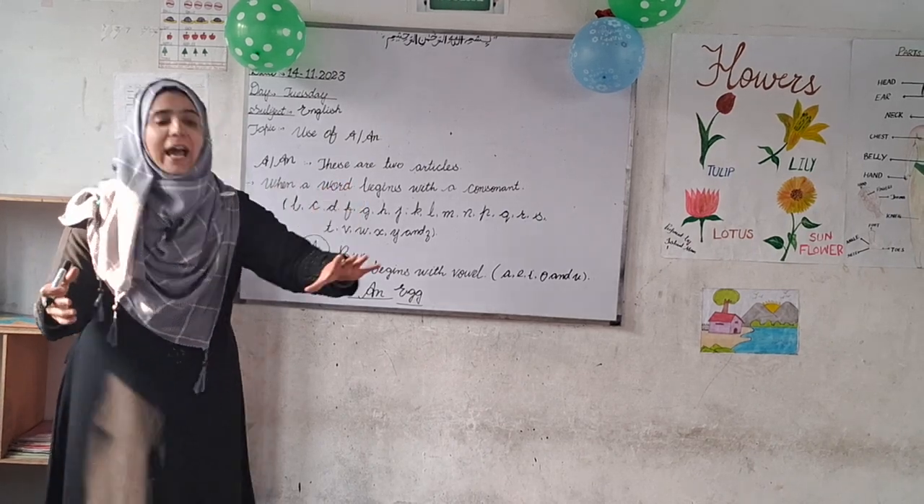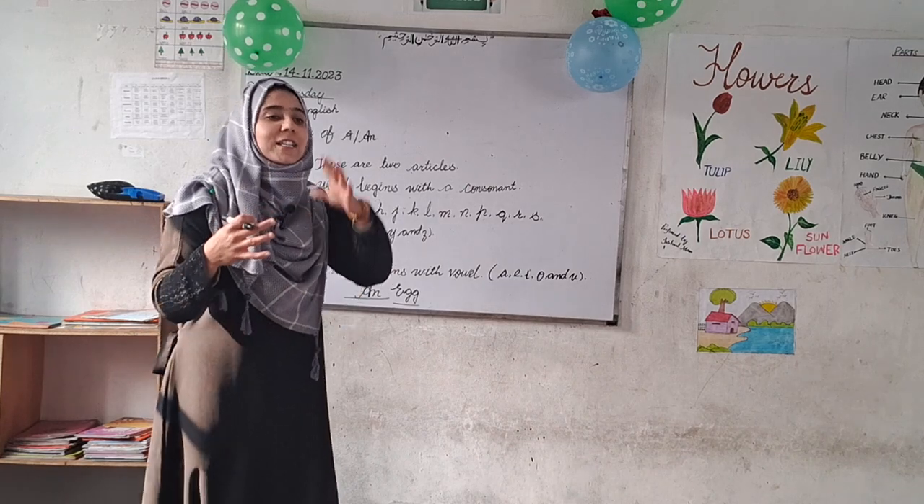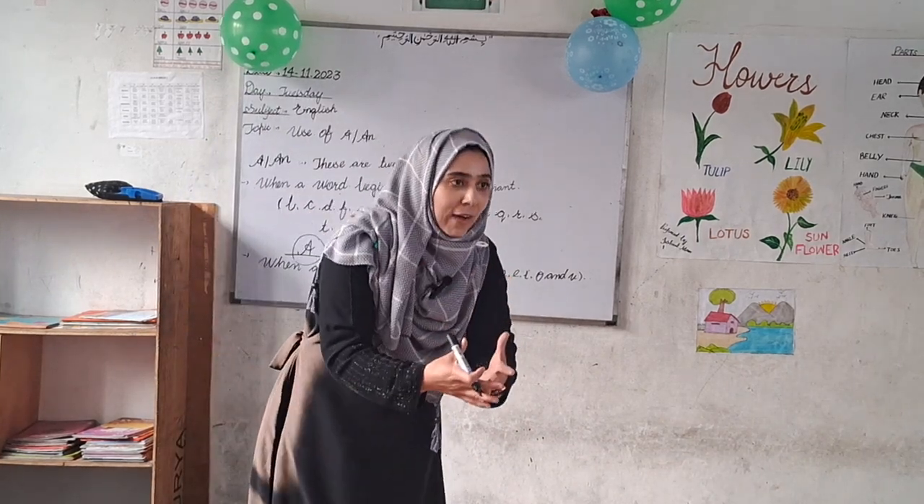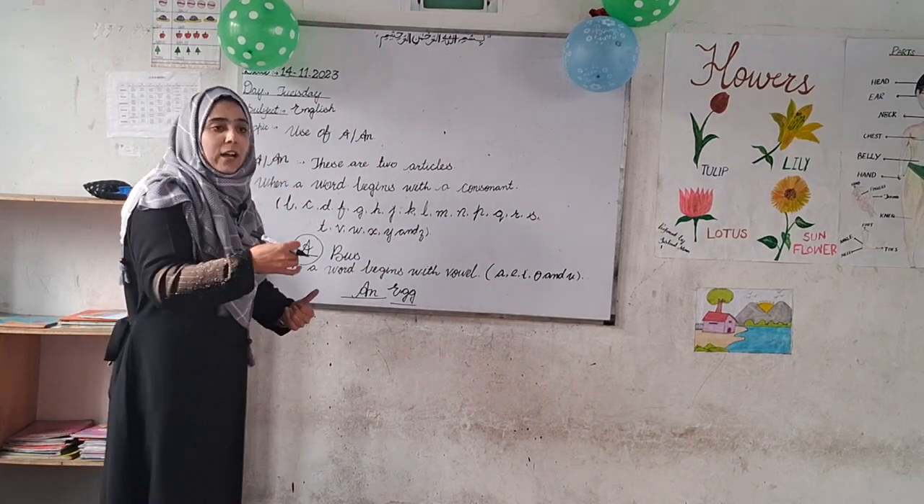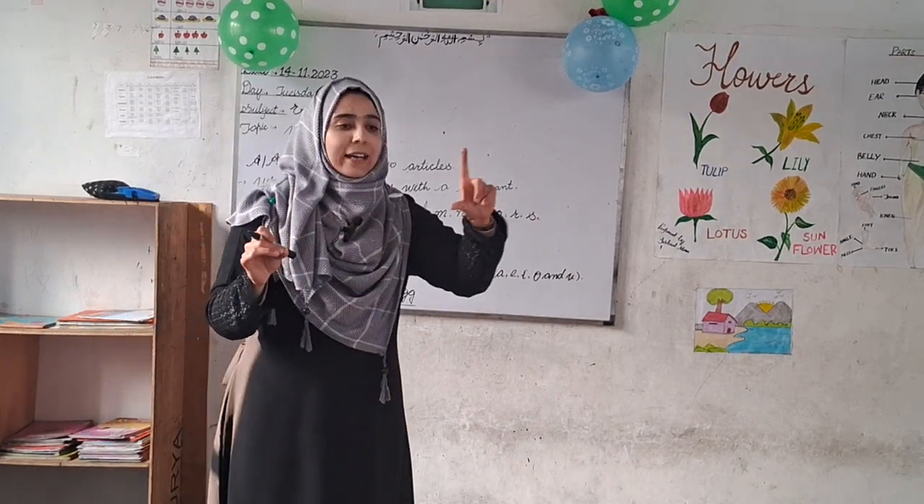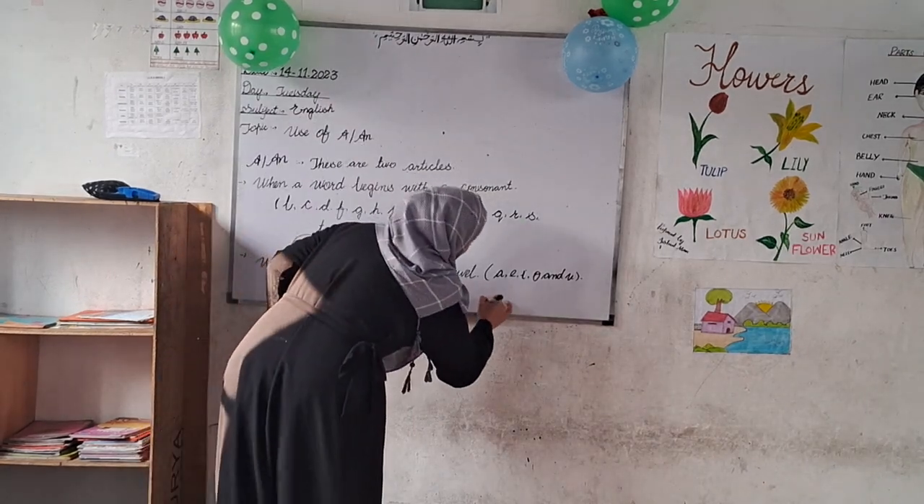And you all know that when a word begins with a vowel, जब भी कोई अल्फाज स्टार्ट होता है किसी vowel से, at that time we always use article an before it. हम उससे पहले हमेशा article an का इस्तेमाल करते हैं. Second example I will write here: apple.